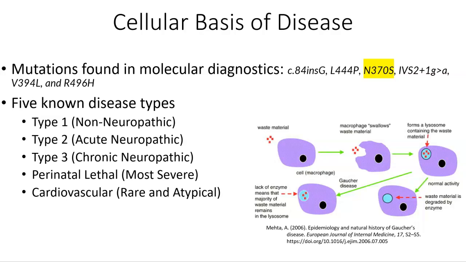And the cardiovascular type of Gaucher disease is exceedingly rare and is very atypical, where the disease will primarily affect the cardiovascular system, leading to the deposition of glucose cerebroside in the heart valves, arteries, and other vascular structures, as opposed to the classic form where you will see an accumulation more so in the liver and spleen before you see accumulations in the cardiovascular system.